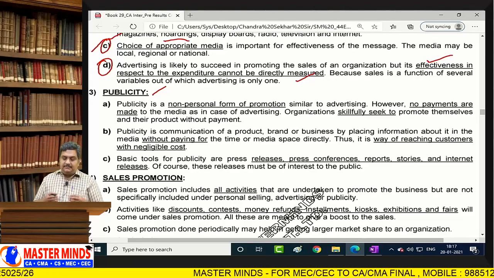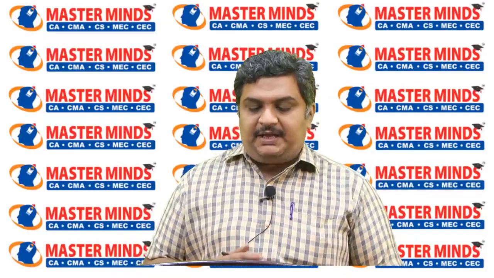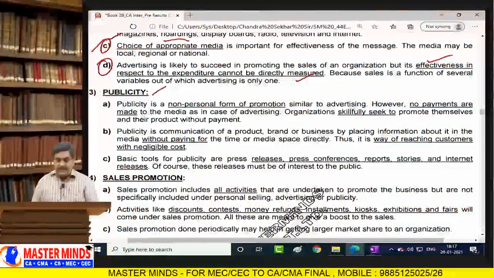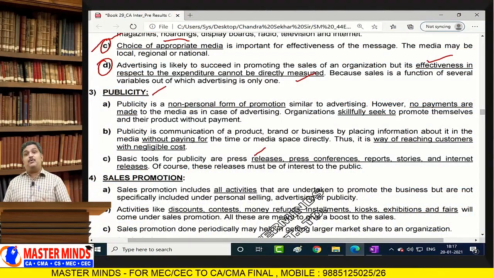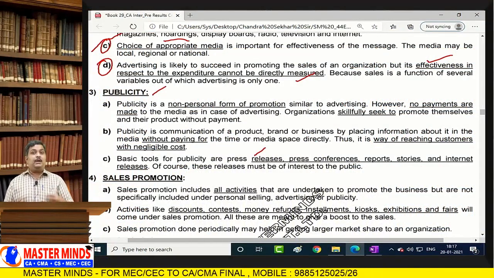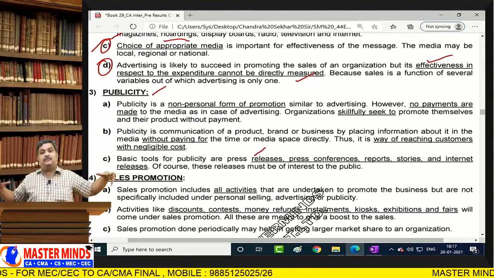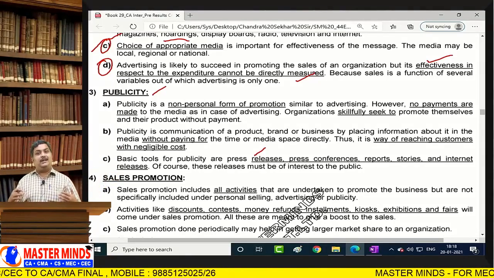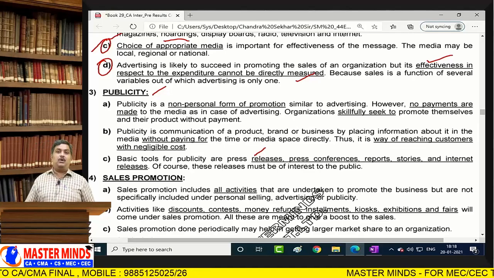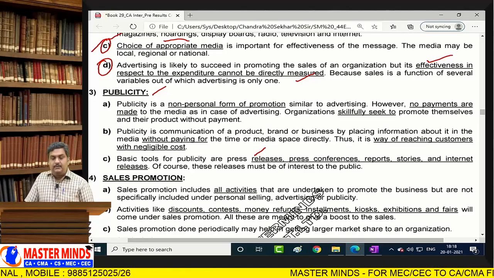You can promote your products in the form of publicity without paying. How? For example, you can conduct a press release about your achievement. For example, your company got an award or you have achieved something, so you can convene a press release function, and you can tell the people, so that in the next day's newspaper and in all the media channels your news will be published. In that way you can do.